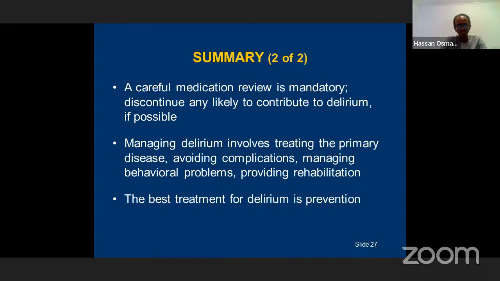A careful medication review is mandatory. This is very important. Discontinue any likely to contribute to delirium if possible. Managing delirium involves treating the primary disease, avoiding complications, managing behavioral problems, and providing rehabilitation. The best treatment for delirium is prevention.